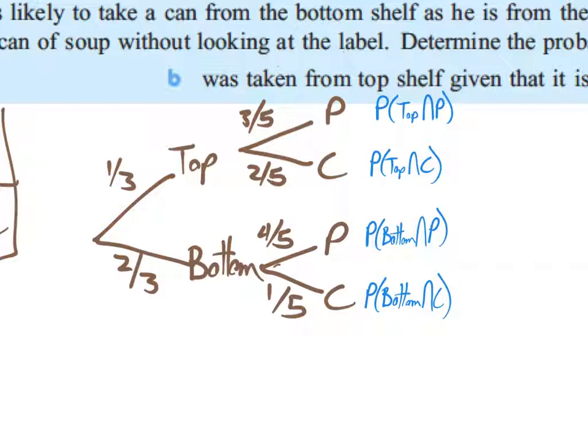To get each of these, we multiply the probabilities along the branches of our tree. Top and pumpkin is 1/3 times 3/5, which is 3/15 or 1/5. Top and chicken would be 1/3 times 2/5, so that's 2/15. Notice those don't add up to 1.